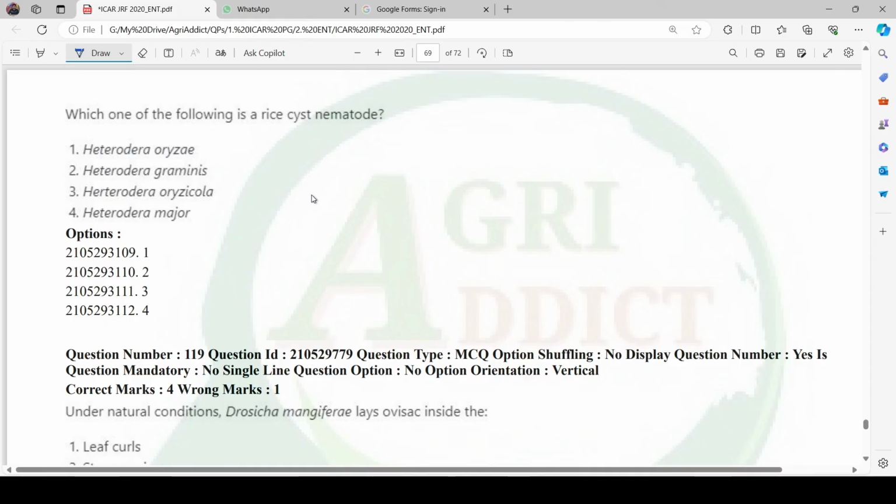Which one of the following is a rice cyst nematode? So by the name Oryzicola, you can answer it. Heterodera oryzicola is the important rice cyst nematode. And in 1978, it was reported for the first time from Kerala in our country India in rice.